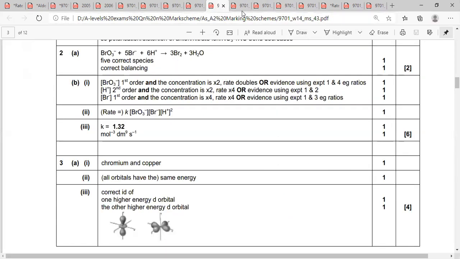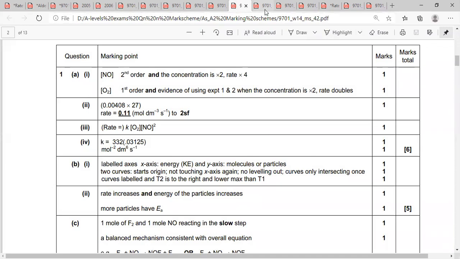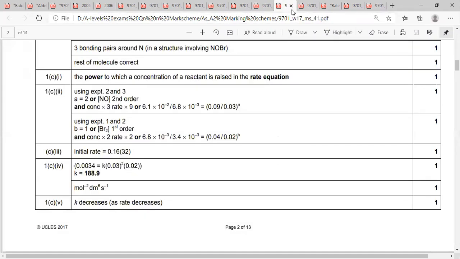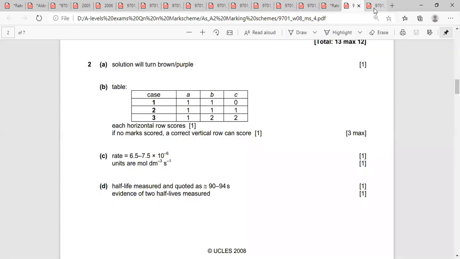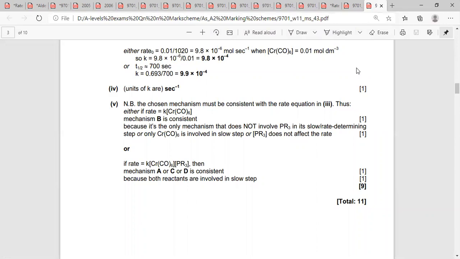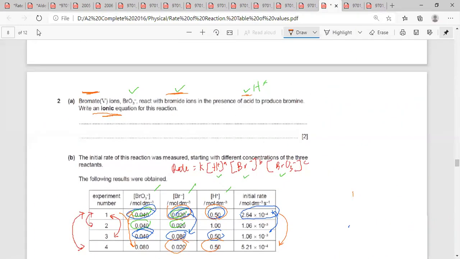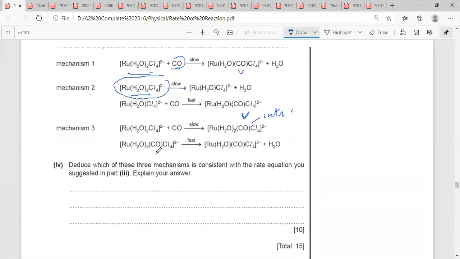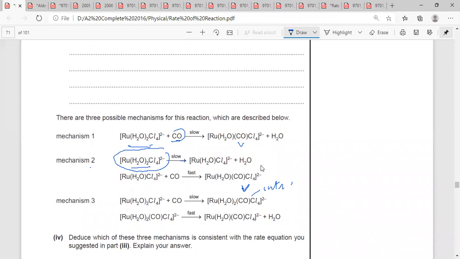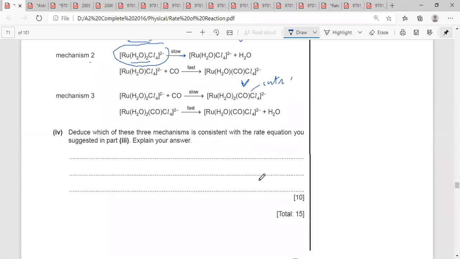I had all this ready, but I didn't have time to go through all of them. Okay, so never mind. The idea is that if this were the correct one, that means CO would be in the rate law, the rate equation. So it's not. Next one here. Okay, 5 more minutes.